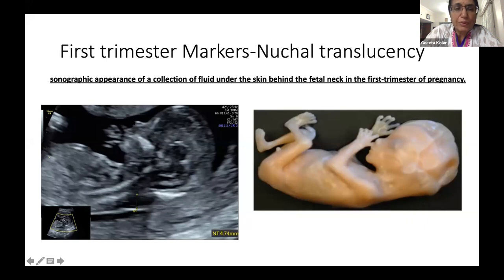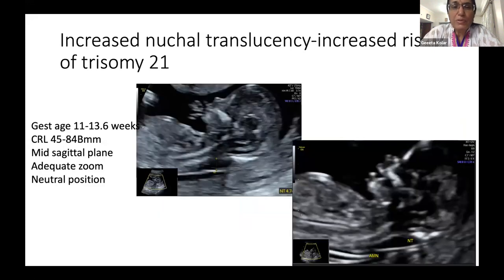So this is the forehead, this is the nasal bone, and this is the palate. So this is only a sonographic appearance of a collection of fluid. So when do you say it is increased? When the NT is increased, so is the risk for aneuploidy like trisomy 21.